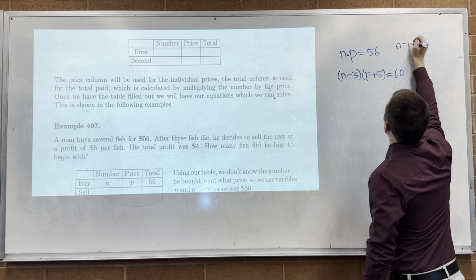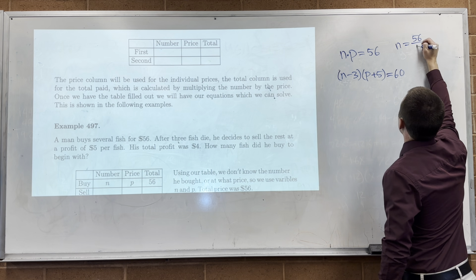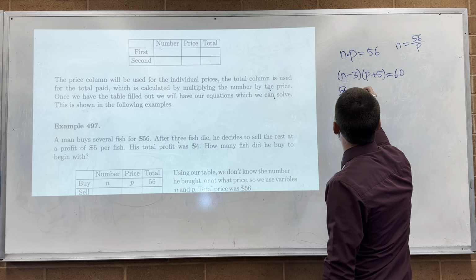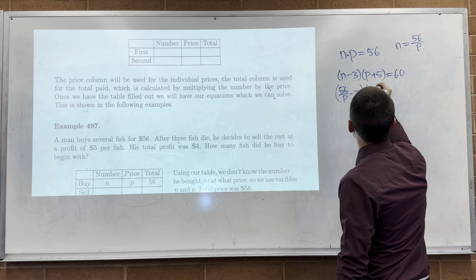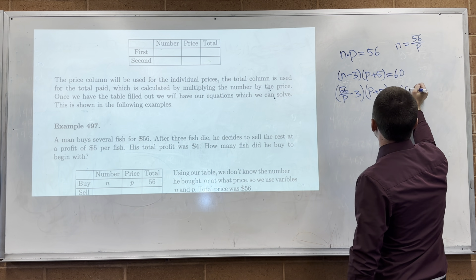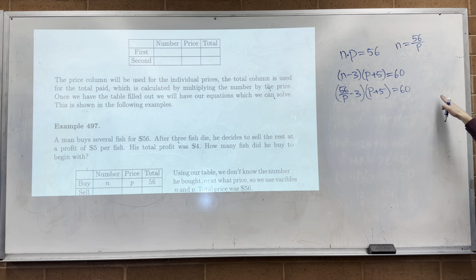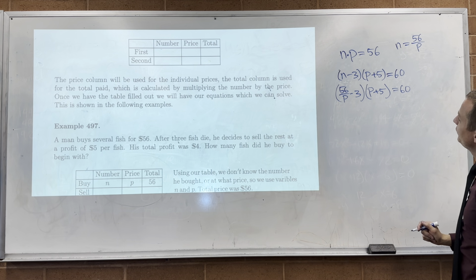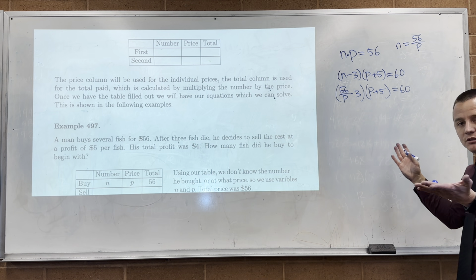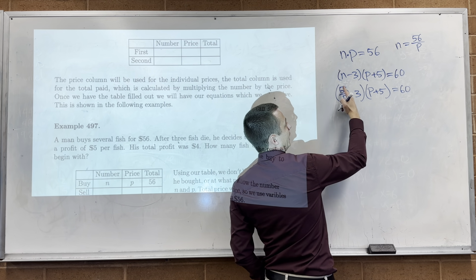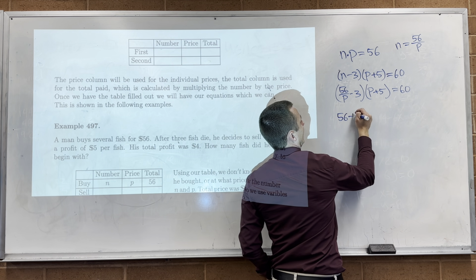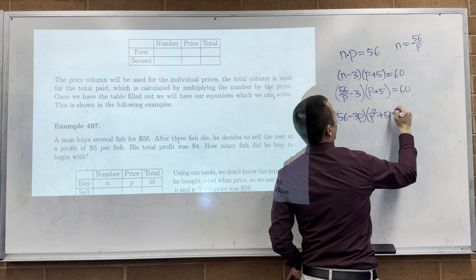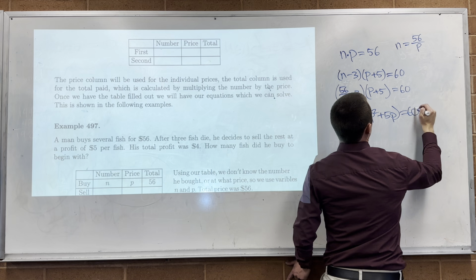Let's see, n then is going to be 56 over p. Good. And now substitute in. So we got 56 over p minus 3 times p plus 5 is equal to 60. Multiply everything through by p to get rid of the p in the denominator. Well, first let's distribute this out, and then would it be easier to multiply through everything by p first? Let's multiply through everything by p first. Why not?